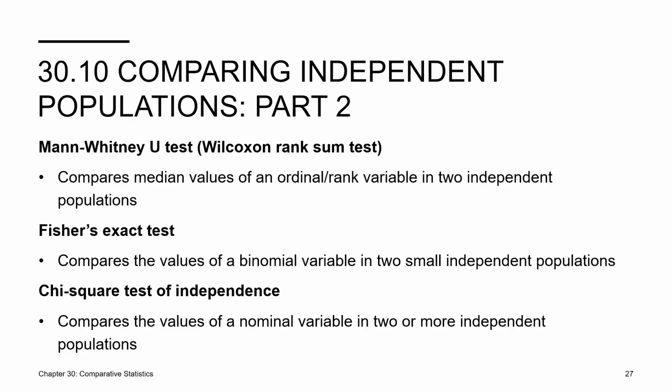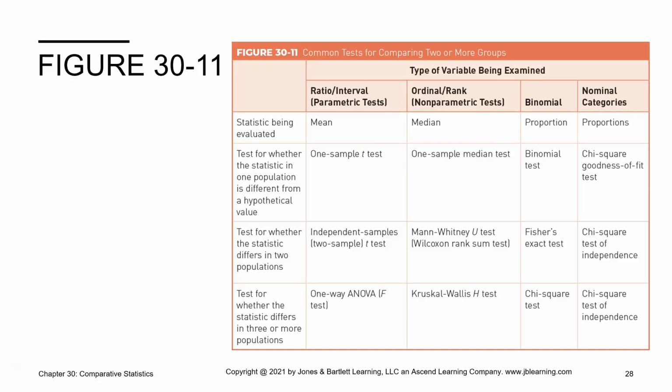And then you have a chi-square test of independence, which compares the values of a nominal variable in two or more populations. This would be if you had, say, flu vaccine outcome and you compared two or more groups. Figure 30.11 goes over common tests for comparing two or more groups. This is a really good table to come back to when you're trying to decide what statistical tests to use for, say, group projects or in the future.